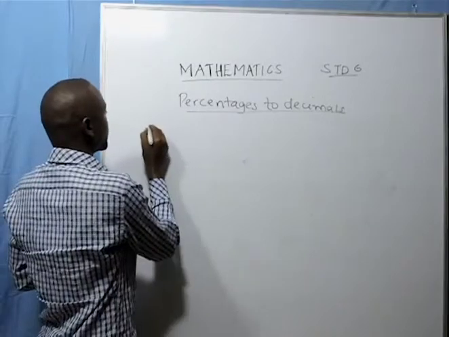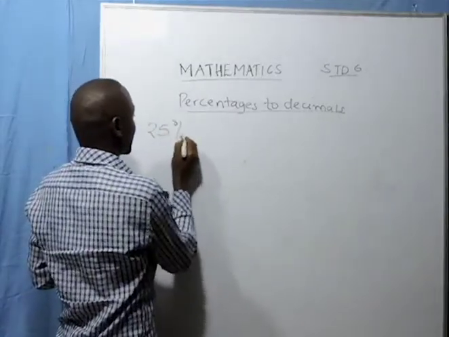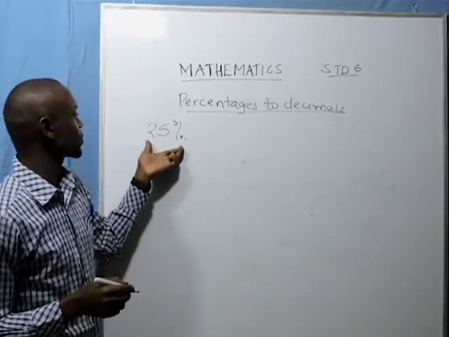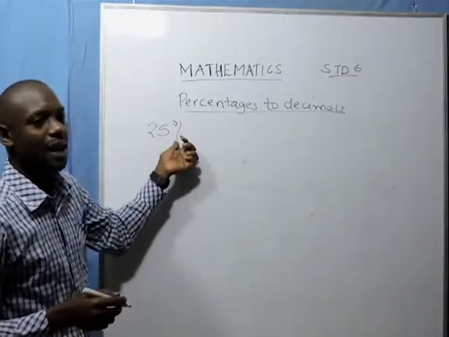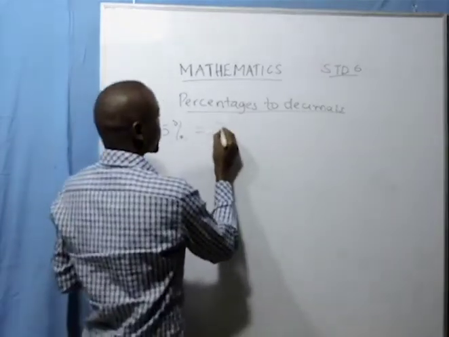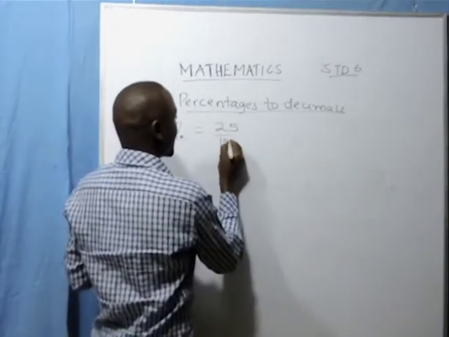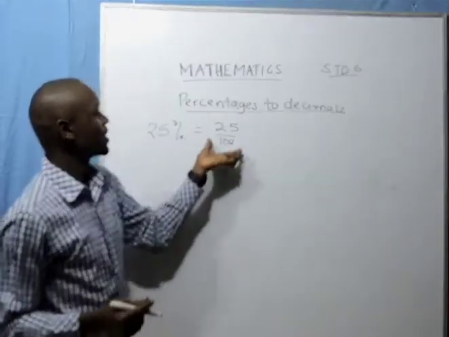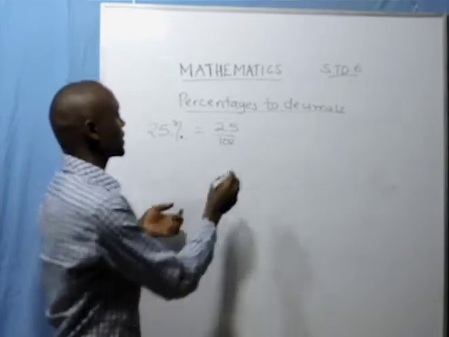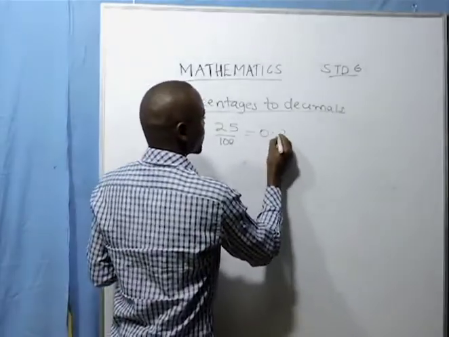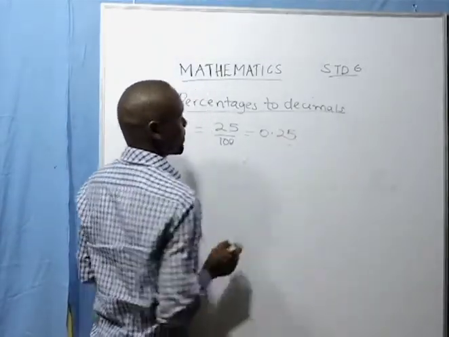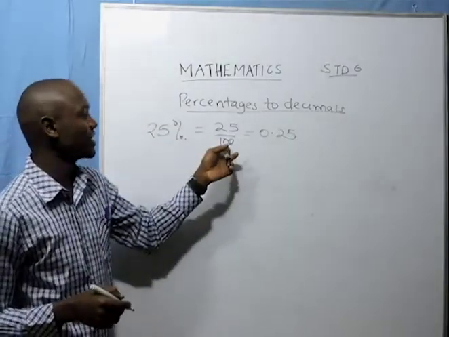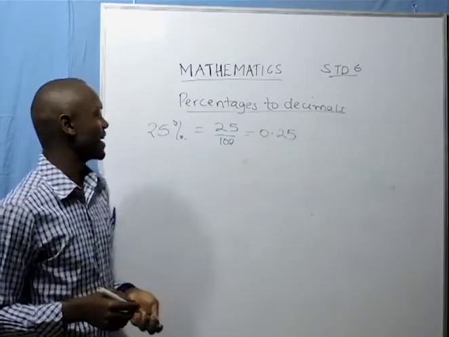For example, 25% as a decimal. First, write this one as a fraction. Percent means over 100. So this one will be 25 over 100. 25 over 100 as a decimal will be 0.25. So you convert the percentage into a fraction, then you convert it into a decimal.